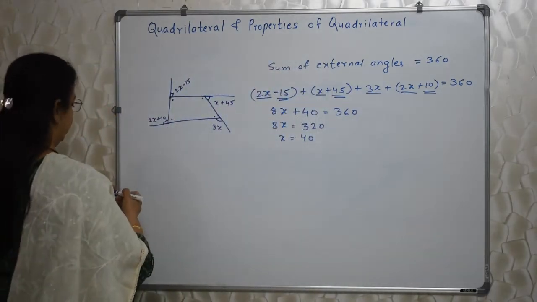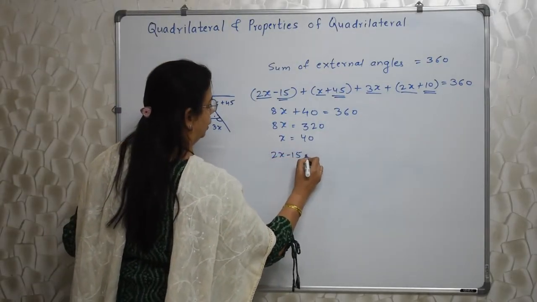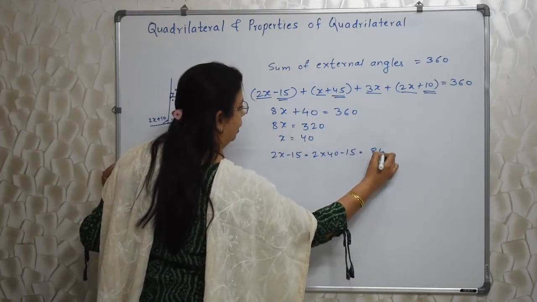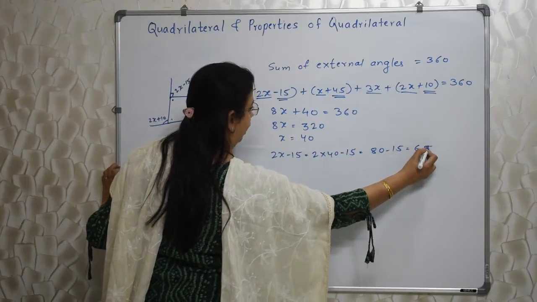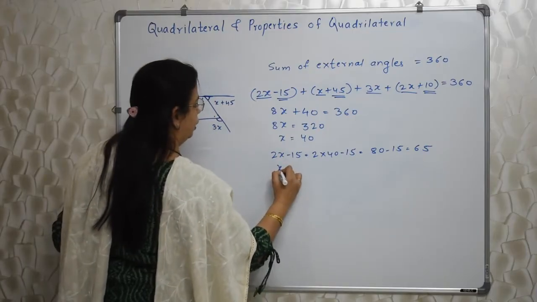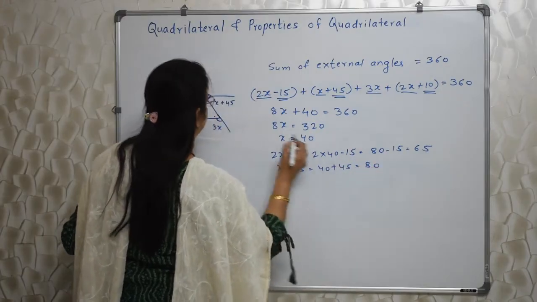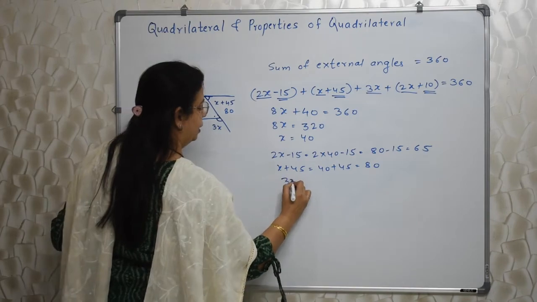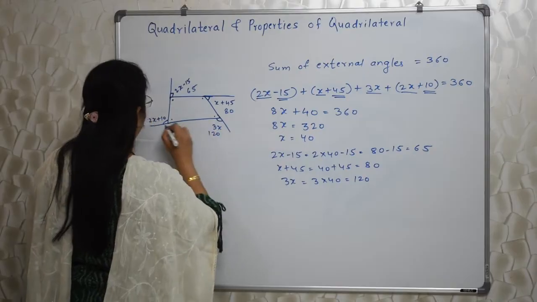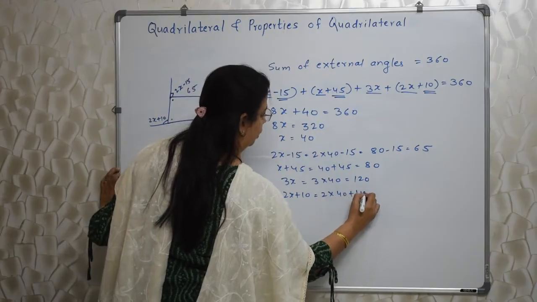So here first thing is, let's find out the value of 2x minus 15. How much is it? 2 into 40 minus 15. So it is 80 minus 15, 65. Okay? So this is 65. x plus 45 is 40 plus 45. That is 80. So this is 80. 3x is 3 into 40. That is 120. So this is 120. And this is 2x plus 10. That is 2 into 40 plus 10. That is 90.